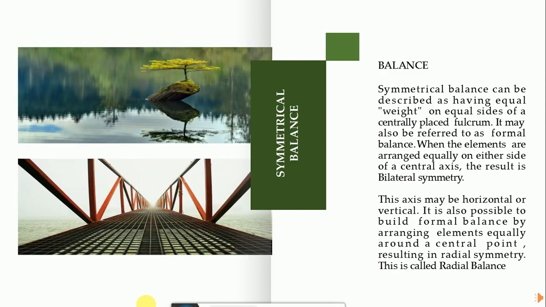Symmetrical balance can be described as having equal weight on equal sides of a centrally placed fulcrum. It may also be referred to as formal balance. When the elements are arranged equally on either side of a central axis, the result is bilateral symmetry. This axis may be horizontal or vertical.